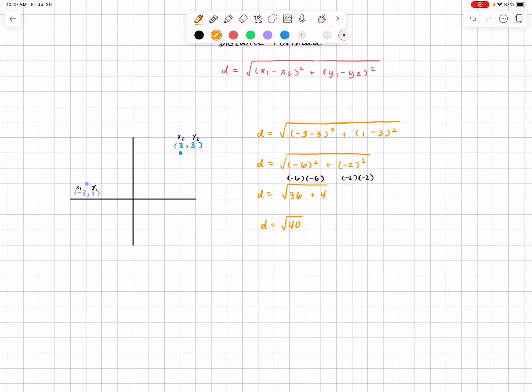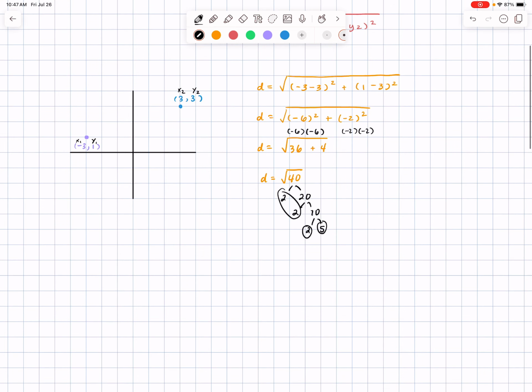We can simplify this. So let's go ahead and use a tree diagram method. So 2 and 20, 2 and 10, 2 and 5. So again, group, circle, circle. So then we have 2 on the outside, and then 10 on the inside. 5 times 2 is 10. So my distance is 2 root 10.